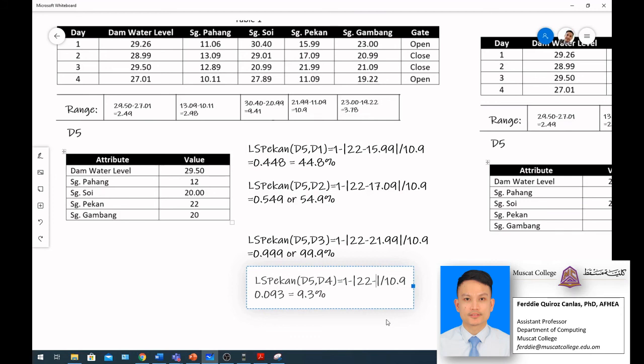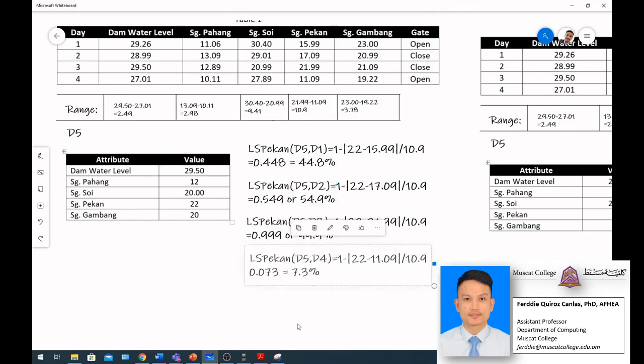22 minus 73. Not more. 0.073. Ah, 0.73. So this is 7.3%. Okay, 22 minus 11.09. Good.